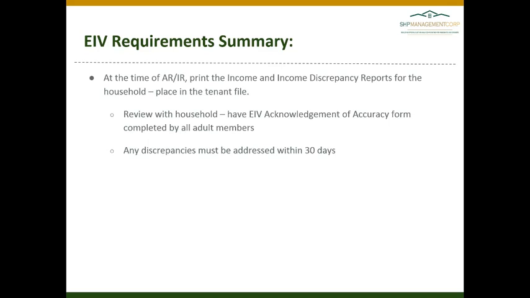At the time of either an annual or interim recertification, you'll print both the income and income discrepancy reports for the household, placed in the tenant file. These reports become part of that certification and should be placed according to your file order checklist. You'll review the reports with the household, have the members complete the EIV acknowledgement of accuracy form, and address any discrepancies within 30 days.